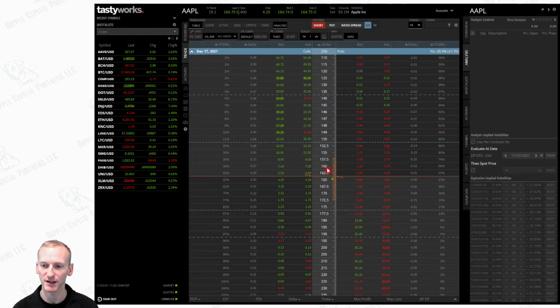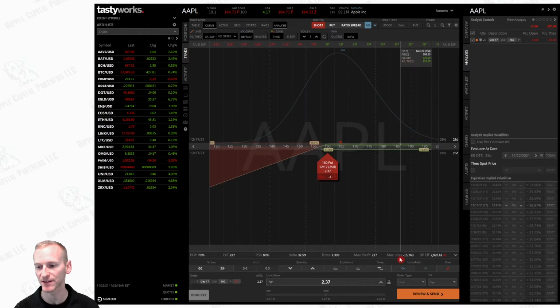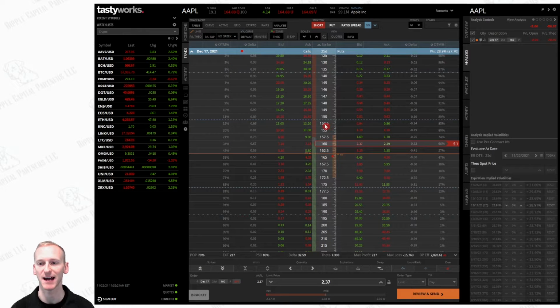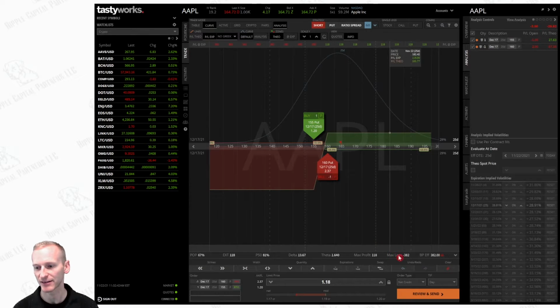Well, I want to sell the 160 put here for $2.37. So what that looks like, I have a max loss of $15,000 and I want to cap my risk to the downside. So then I'm going to look to create a 5-point wide spread, and I'm going to buy the 155 put here for $1.21. And what this looks like is I'm selling the 160 put for $2.38 and I'm buying the 155 put for $1.20. So the difference between that is about $1.18. So now my max loss is capped at $382, and I'm collecting $1.18 in credit. I'm also collecting $1.64 in theta decay each day.